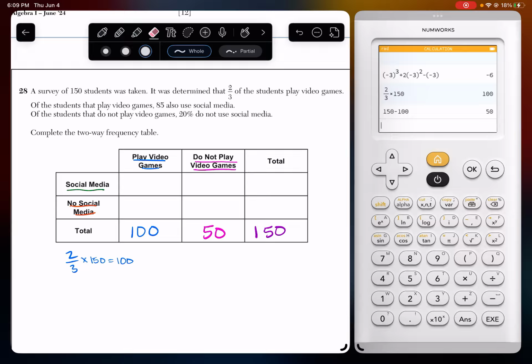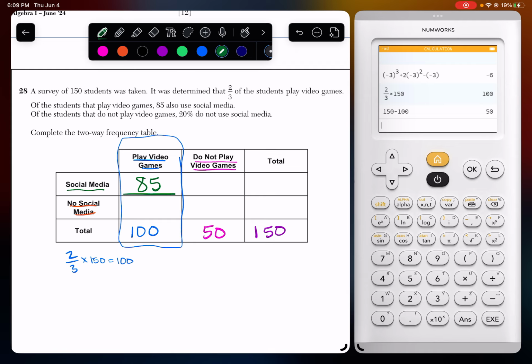Next thing they tell me is, of the students that play video games. So what that clause means is we only care about this column. So if we only care about this column of the students that play video games, 85 also use social media. If they play video games, they also use social media, then I'm looking for this box. So that means there are 85 students here.